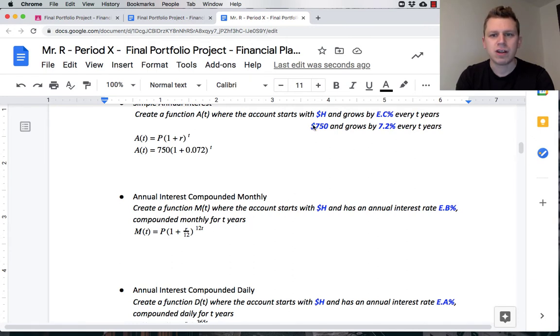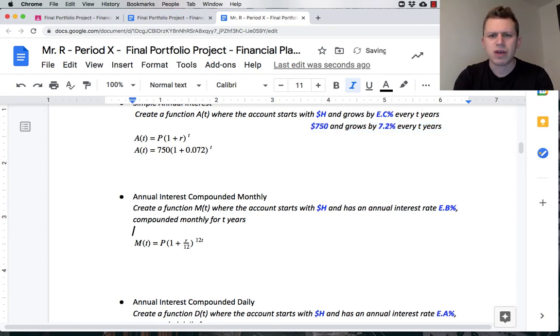Here I have another one, and for this one here, it's H, but it grows by E point B.